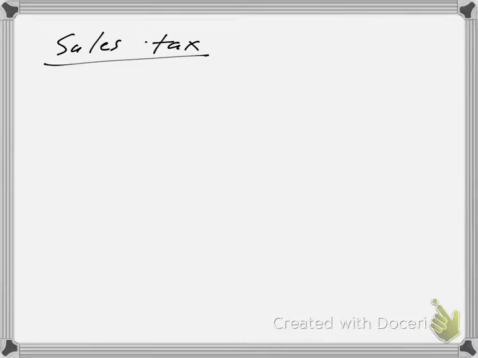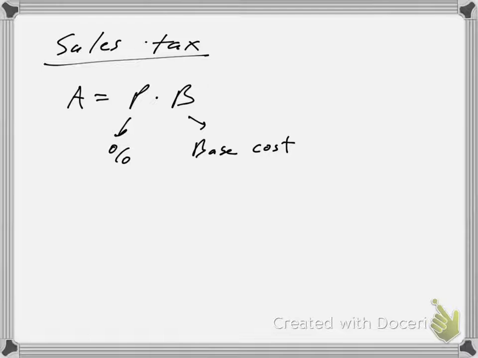Okay, so the amount of sales tax that you're going to pay on something is the percent times the base. Okay, so this P is the percent, this B is the base cost, and this is the sales tax amount.